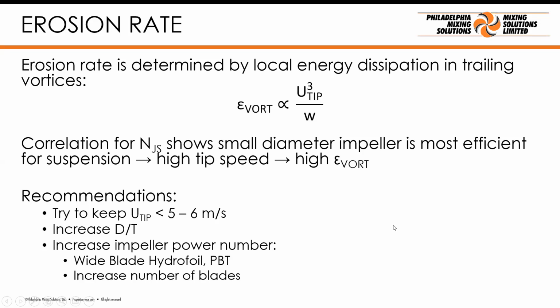So if we know we're dealing with a slurry, where blade erosion is possible, the recommendations that we follow are to keep the tip speed below 5 to 6 meters per second, increase the impeller to tank diameter ratio, increase the impeller power number, so we'd use a wide blade hydrofoil or a pitch blade turbine rather than a narrow blade hydrofoil, and also increase the number of blades. So we put more power in, lower the tip speed by adding blades, so rather than a 3-blade, we might go to a 4-blade impeller.